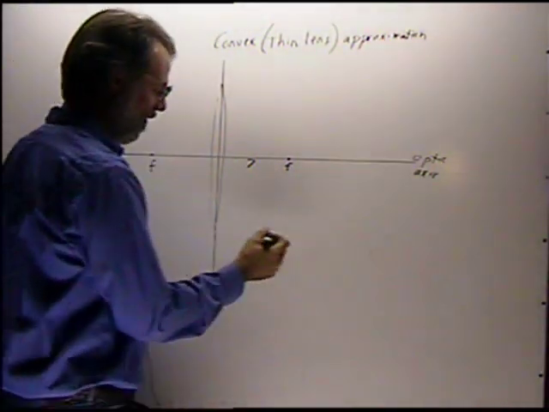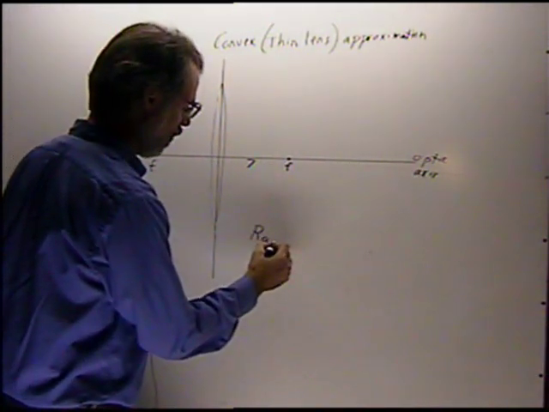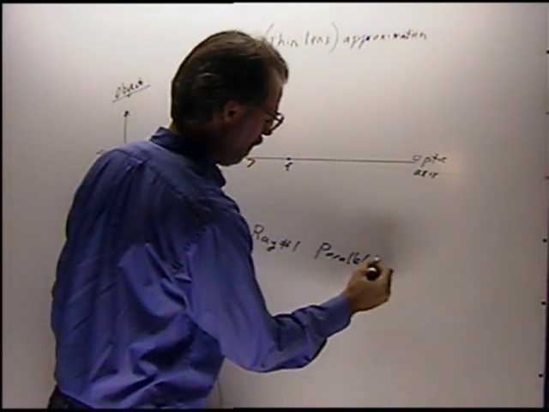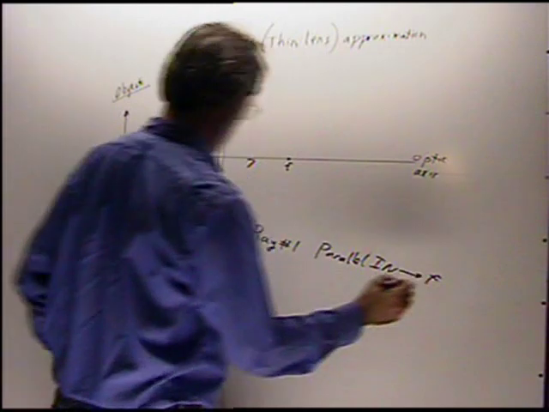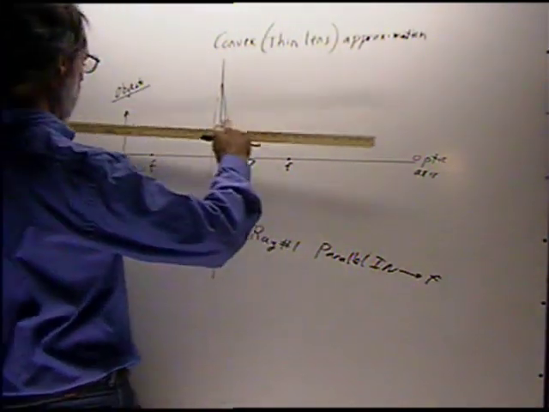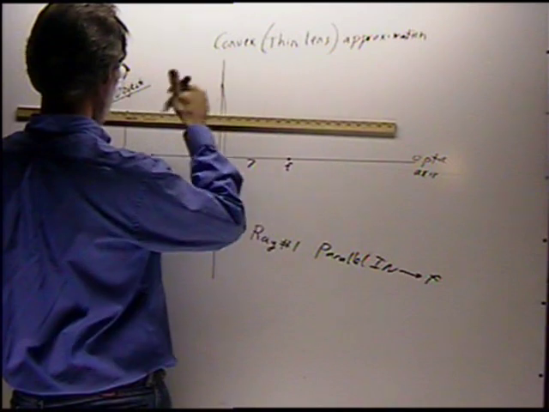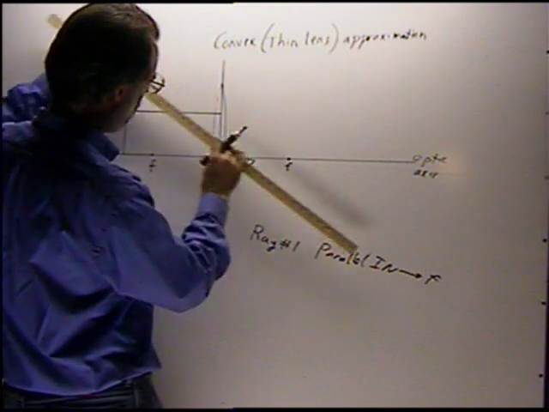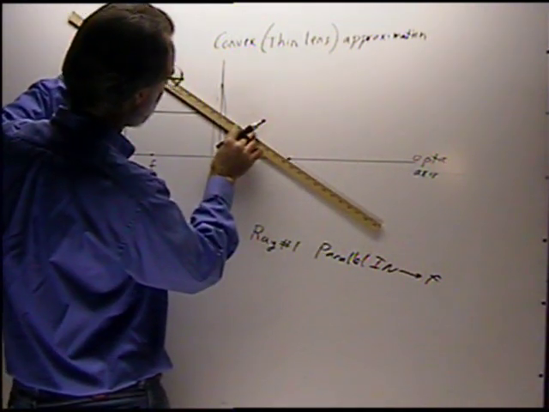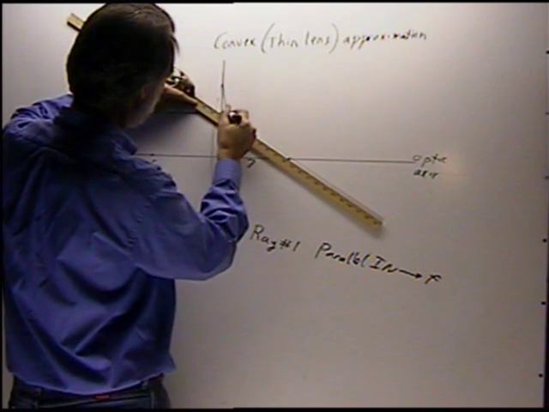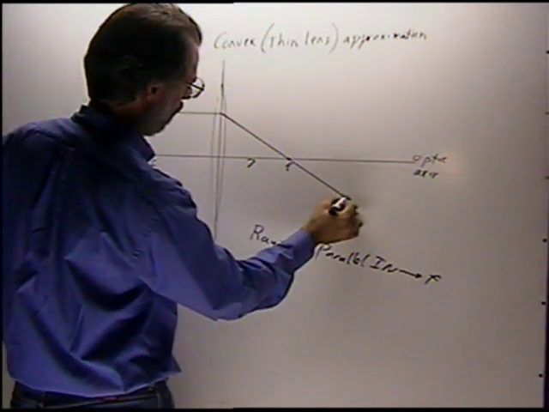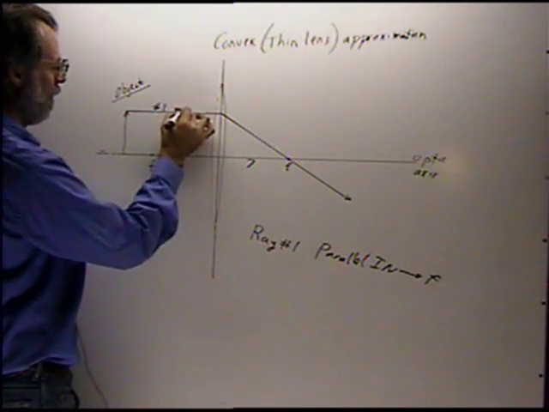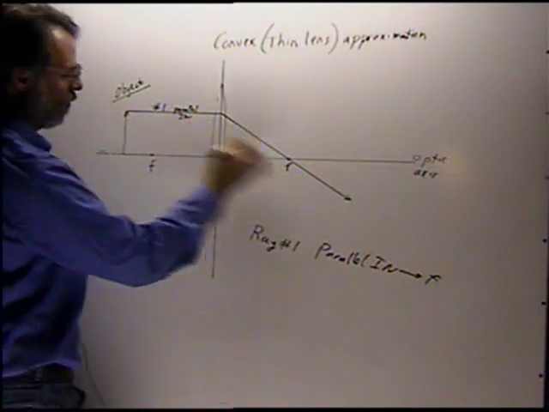So, we have the three rays, exact same thing. Ray number 1 is parallel in, and it goes through the focal point. So, we come in parallel, and it bends. Notice I'm just bending right at the perpendicular lens, the thin lens idea, and it goes right through the focal point. Okay, that's easy. This is number 1, parallel in, and it goes right through the focal point.